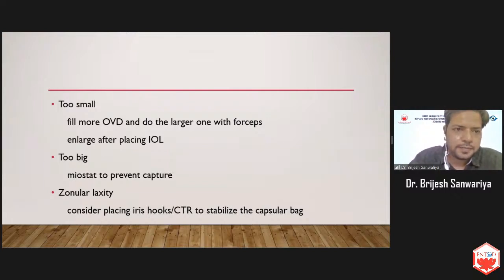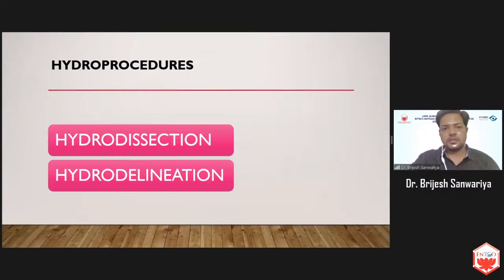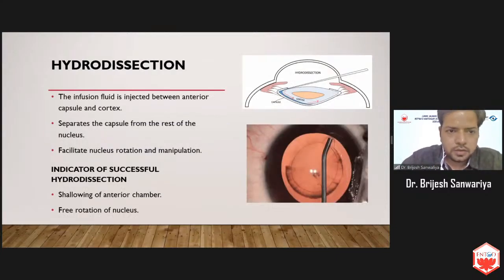Now the hydro procedures are of two types, hydrodissection and hydrodelineation. In hydrodissection, we infuse the fluid between the anterior capsule and the cortex of the lens. It separates the capsule from the rest of the nucleus. It facilitates the nucleus rotation and manipulation during the surgery and prolapsing into the AC.